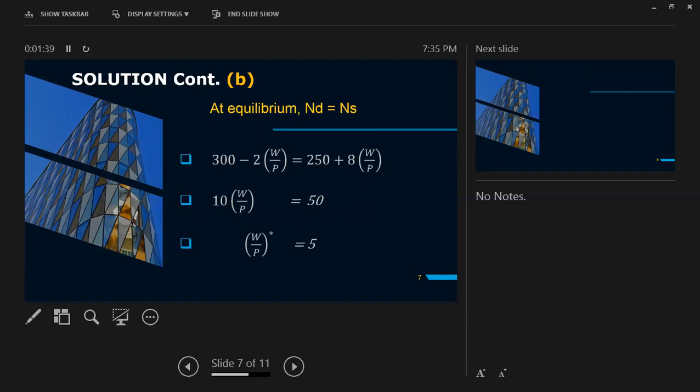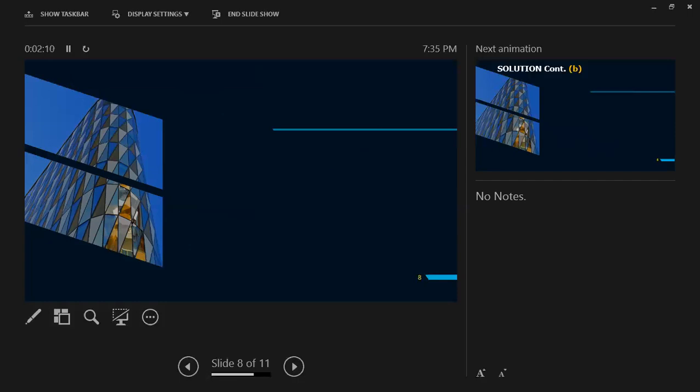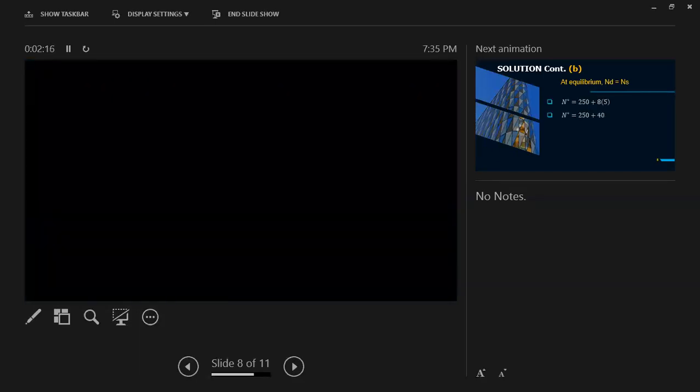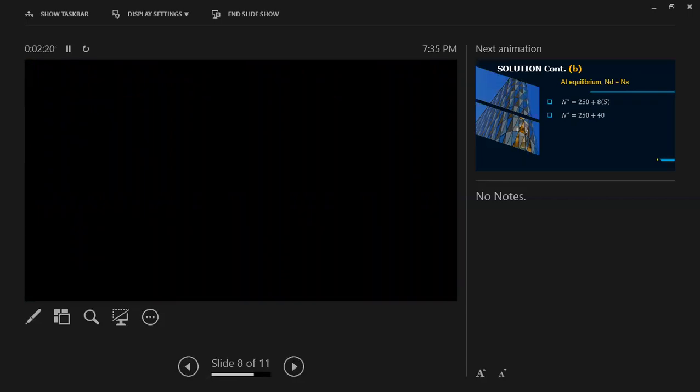So this is the real wage. You see, it's very simple. Equilibrium real wage is 5. So if it's in cedis, then we are getting 5 cedis. Now that we have our W over P, we can find our N by putting this into either ND or NS. We are bound to get the same answer, so it doesn't really matter which one you do the substitution with. So now let's get our NS or our N star.